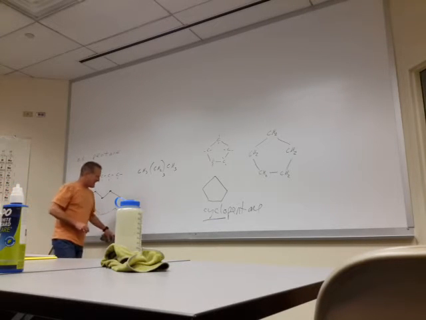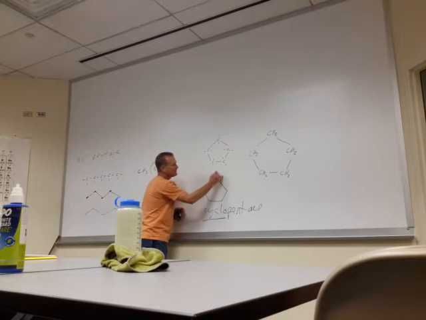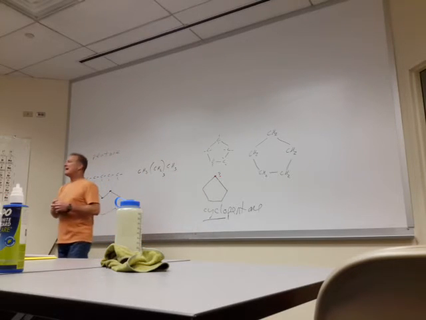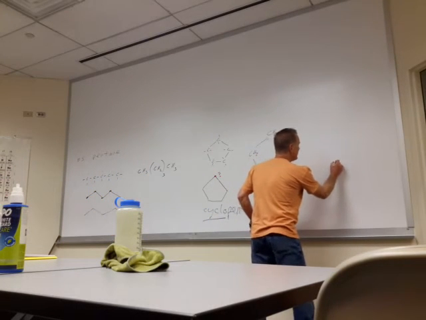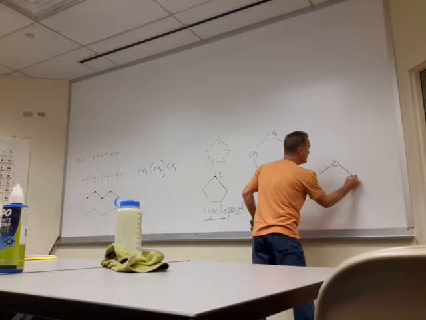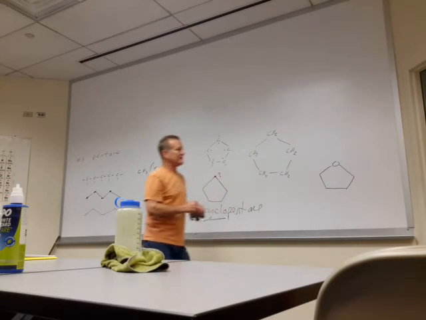And you don't have to guess what's at this corner. The only thing allowed to be there is carbon. If it's not carbon, you have to show it. So if, for example, it was oxygen, you would put the oxygen in the picture.